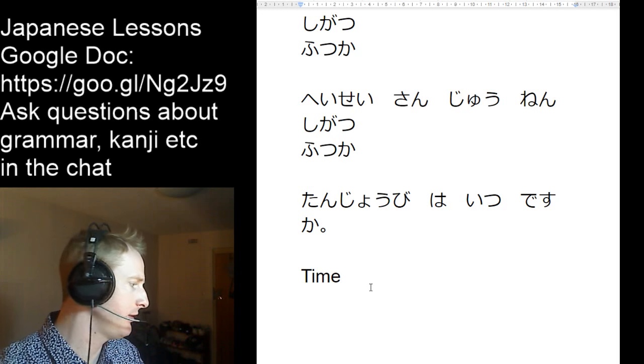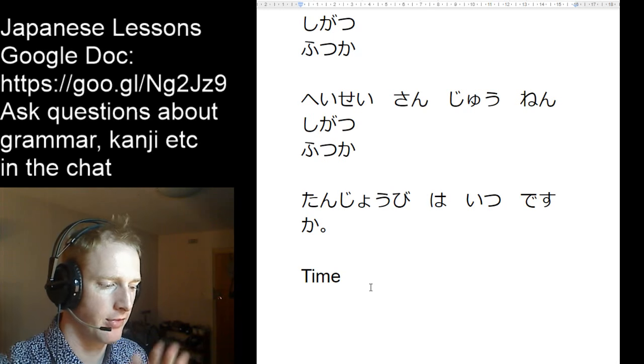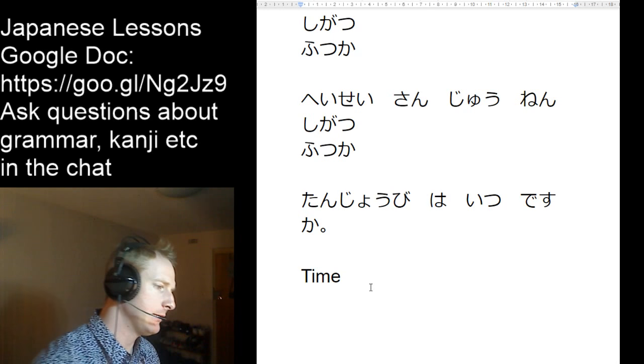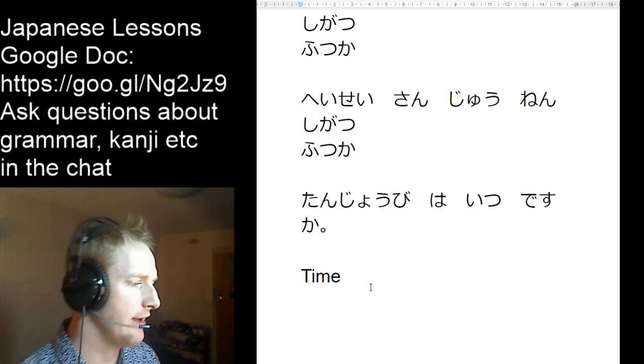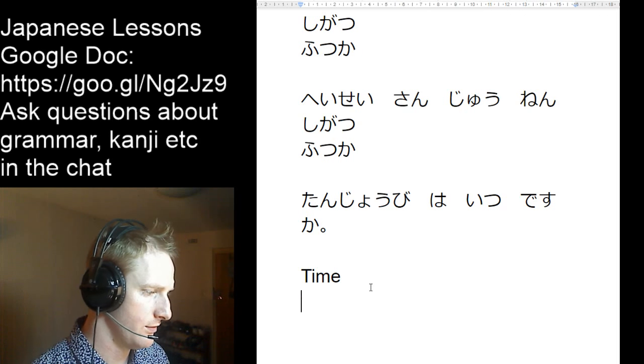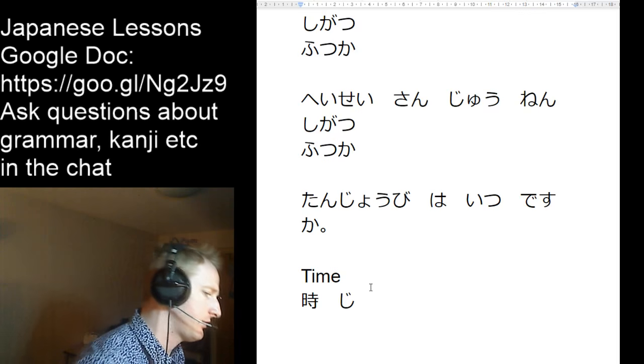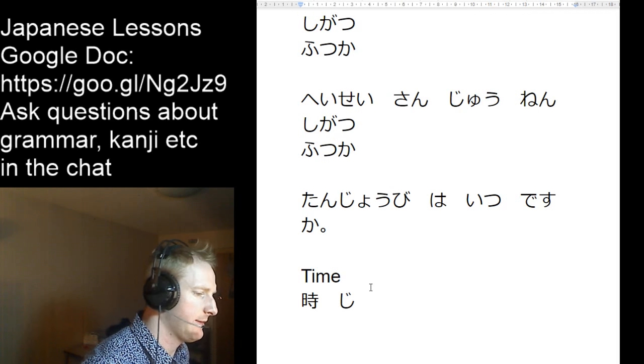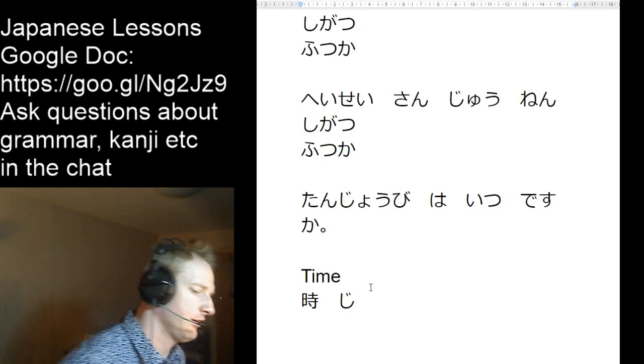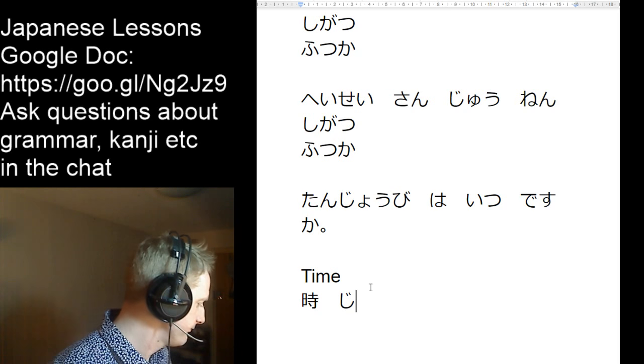So next up is we're going to look at time. Alright, so again we're going to be dealing with a counter here. This is a new counter. Okay, so this counter basically means time, and this character is ji.